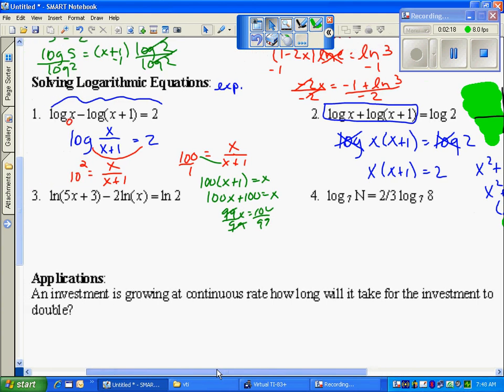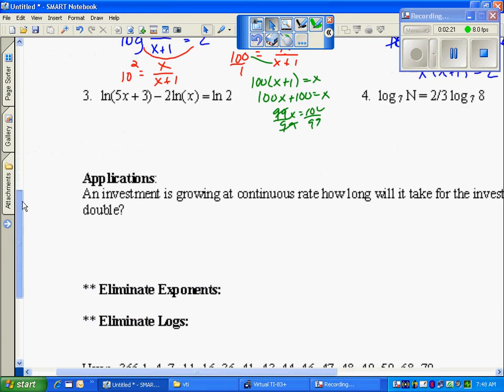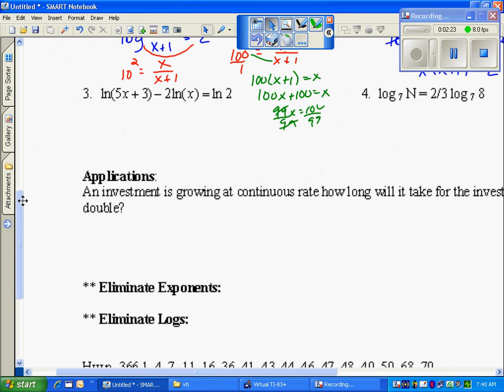Looking at the next problem, this is done the same way. It just has a different base. So what we'll do is we'll merge this side together. So natural log of 5x plus 3 divided by x squared. Where did I get x squared? This 2 on the outside, if you remember, was property 3. Setting it equal to the natural log of 2.